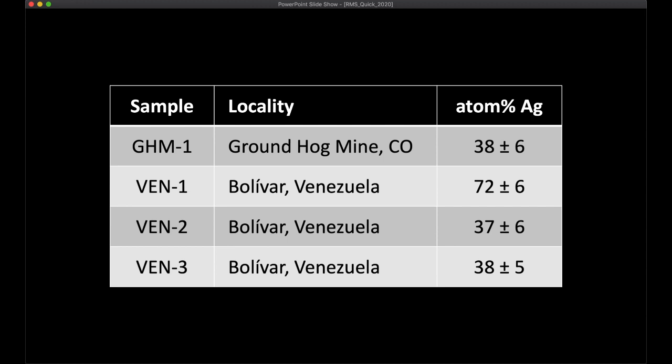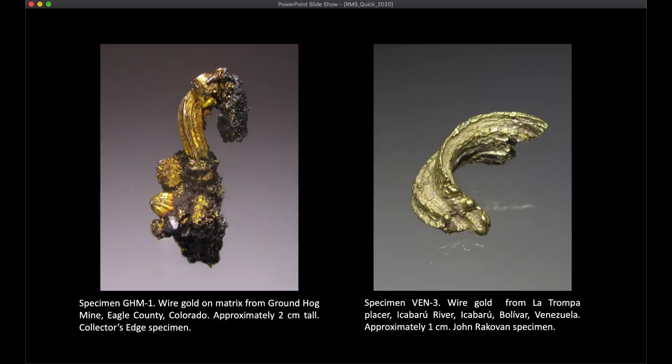Considering the 4 specimens we've analyzed, wire gold appears to contain at least 35 atom% silver, and in the case of VEN1, up to almost 75%. Not only are these silver concentrations consistent with our prediction, but they're even greater than what we expected. For instance, our results indicate that these 2 specimens have an identical silver content, about 38 atom%, despite the fact that one of them is greenish and the other is not. Although we need to conduct more analyses to confirm our hypothesis, these results are entirely consistent with the idea that silver is critical for wire habit growth, even in wire gold.